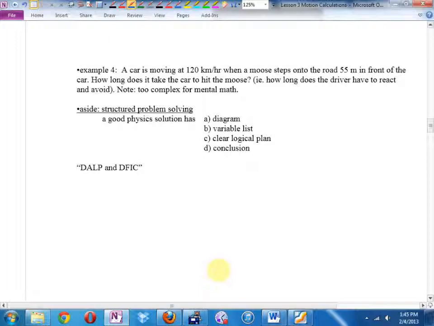And there are lots of studies that have worked out what average driver reaction time is, so you could build this into your safety in terms of road signs and things like that. And I wrote down here, note, this is a little too complex for mental math.